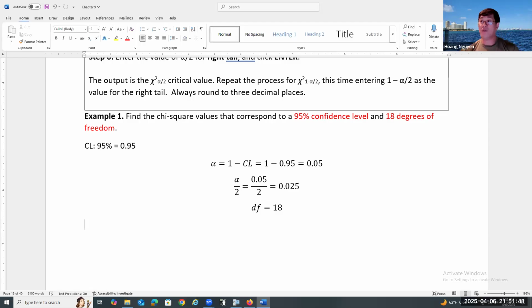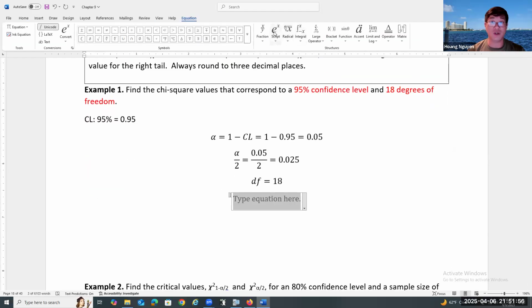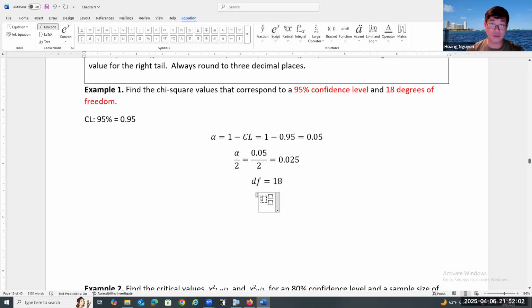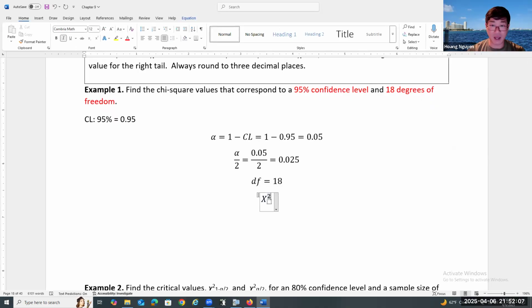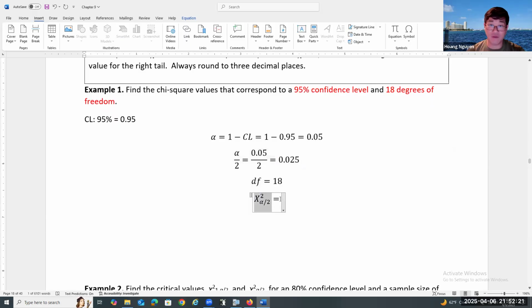Now I'm going to find the first critical value, which is the chi-square of alpha over 2. Let me find the notation. So this is going to be chi-square, and that's going to be alpha over 2. Now we know the value of alpha over 2, so I will substitute it there. Alpha over 2 is 0.025.